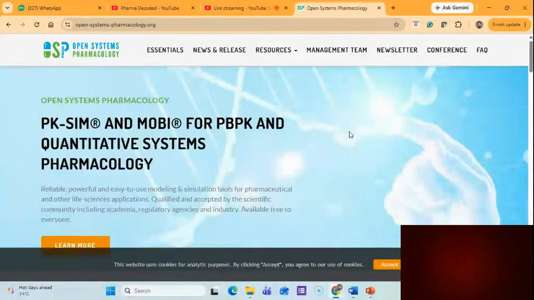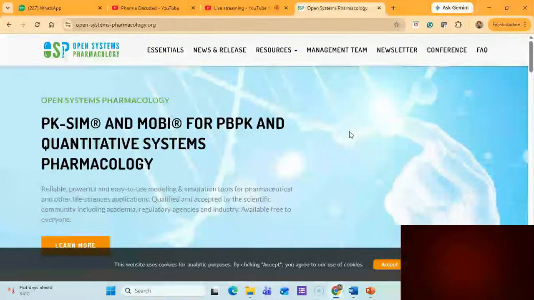It's freely available. It's not asking you to give money or anything. With it you can do PBPK and quantitative systems pharmacology work. You can install it on your laptop or your systems and explore it. A user guide is also available. Maybe in the upcoming weeks, I will try to conduct a workshop on this PBPK and QSP, quantitative systems pharmacology.